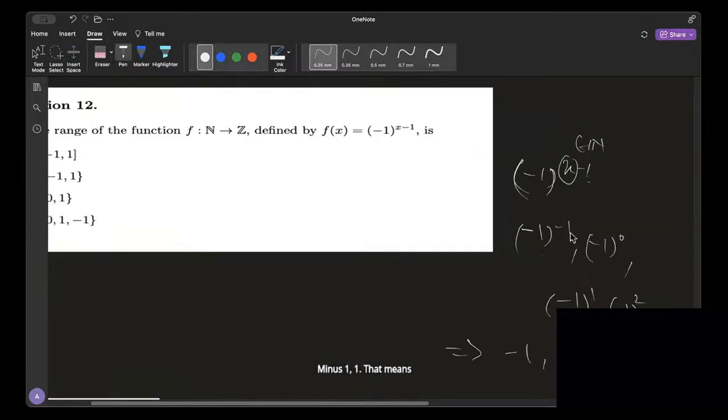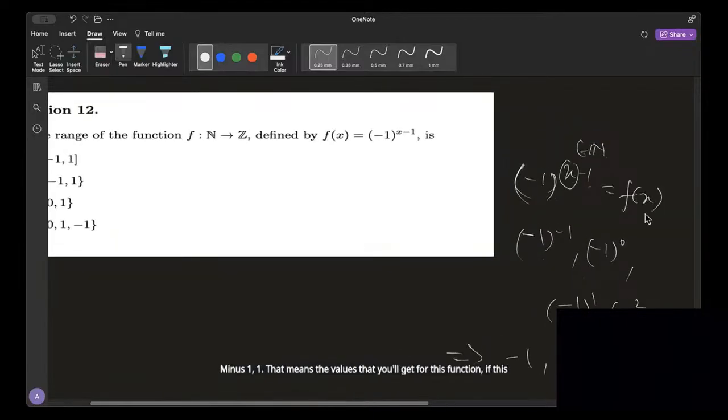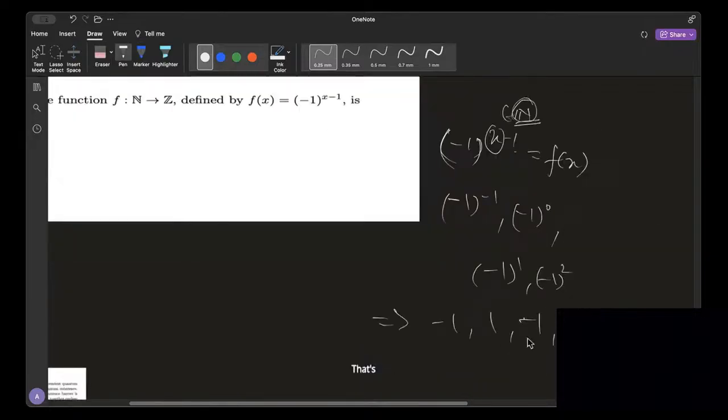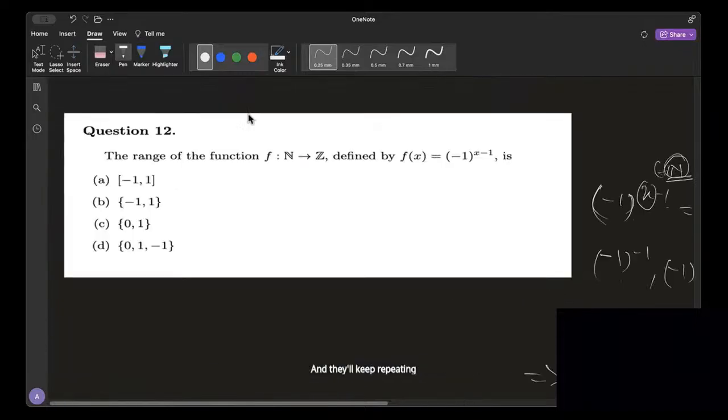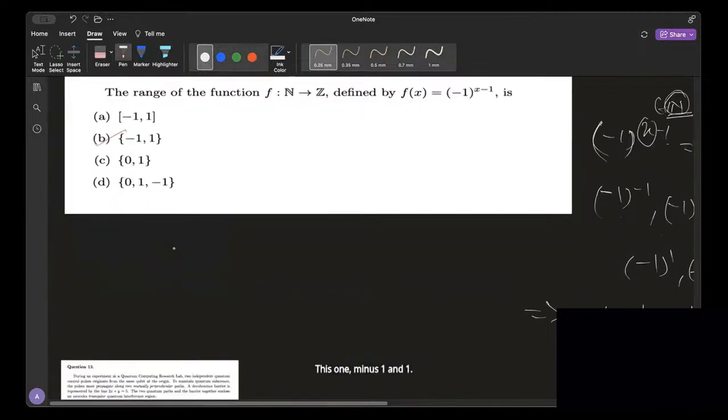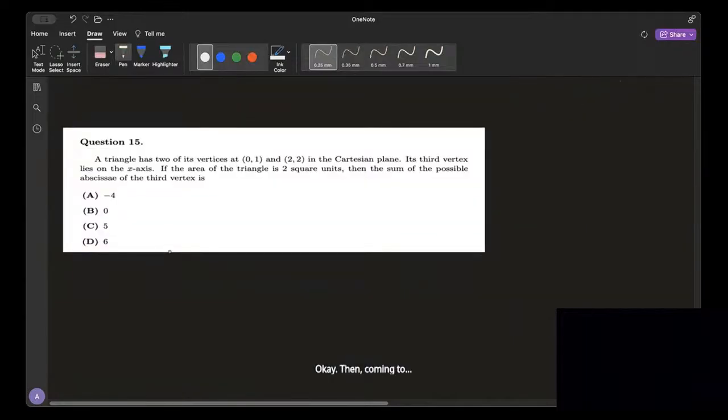That means the values that you get for this function, because the domain is only natural numbers, are only these two values, -1 and 1. And they'll keep repeating alternatively. So the range should be this one, -1 and 1, Option B. Okay. Then coming to this one.